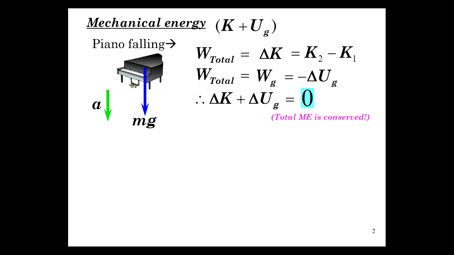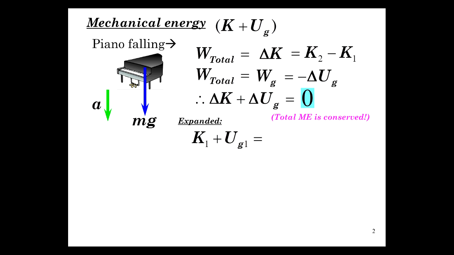Now keep in mind, again, this is only when mechanical energy is conserved. In other words, you don't lose any total amount of this quantity K plus U sub G. So in other words, there are no frictional forces involved that are reducing the amount of mechanical energy. So with that in mind, we can expand delta K and delta U. Delta K is K2 minus K1. Delta U sub G is UG2 minus UG1.